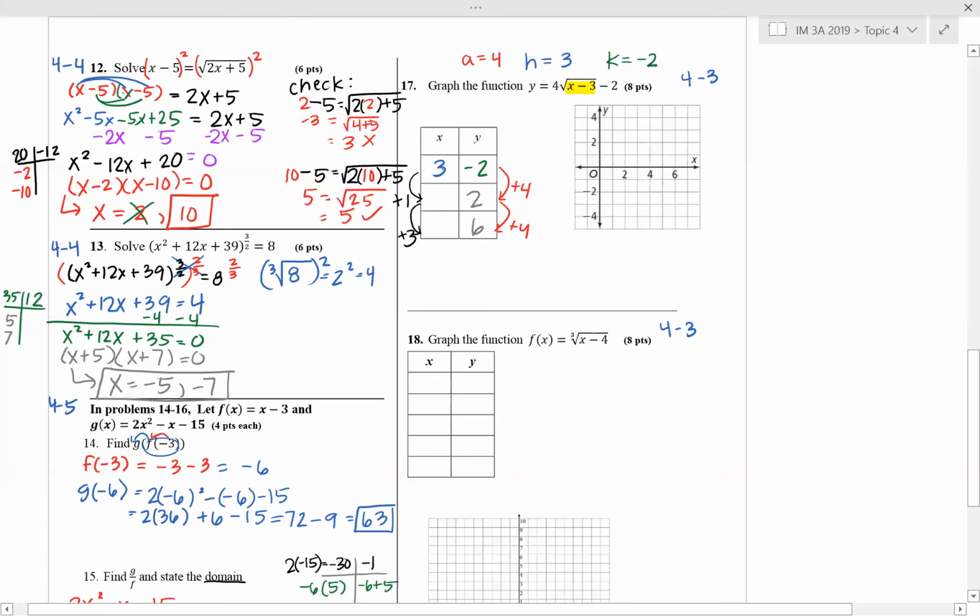So to get the next x value from h, we're going to add 1, and then we're going to add 3. If we wanted to find another one, we would add 5, and then we'd still add 4 on the y values. So the 3 points that we're graphing are (3, -2), (4, 2), and then (7, 6). So we're off the graph a little bit. So this is the graph of 4 times the square root of x minus 3, minus 2.